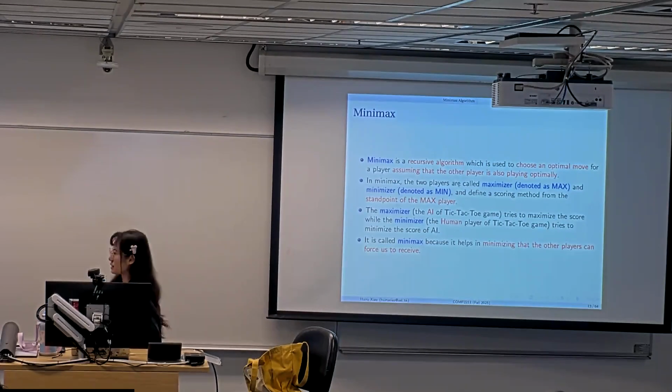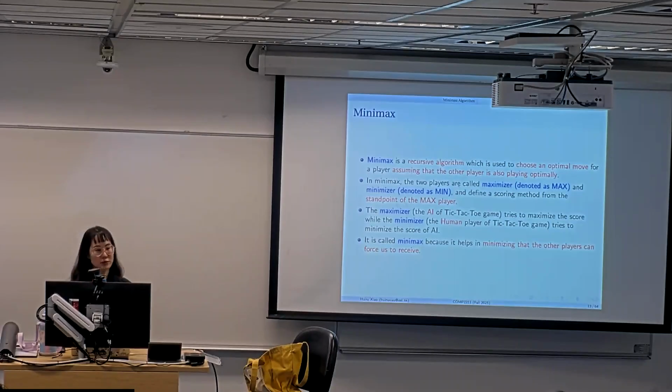Then what is this thing? Actually, this is a score. This is a scoring method, and we need to define it. For this game, we need to define a scoring method from the standpoint of the Max player. So this specific score is defined as the score of the Max player. And then everything makes sense now.